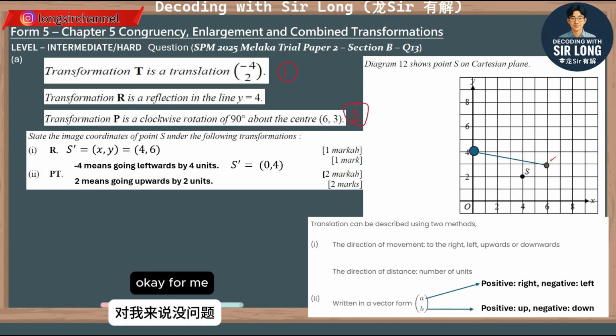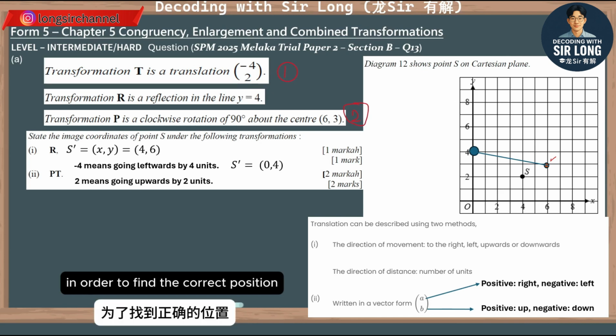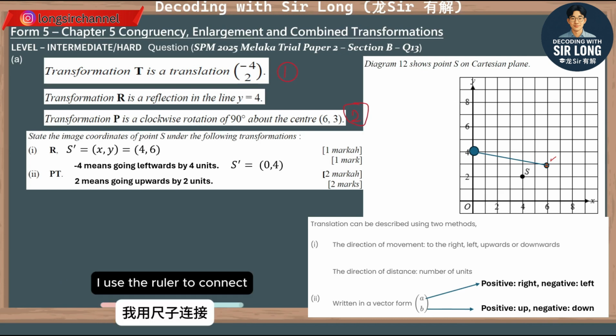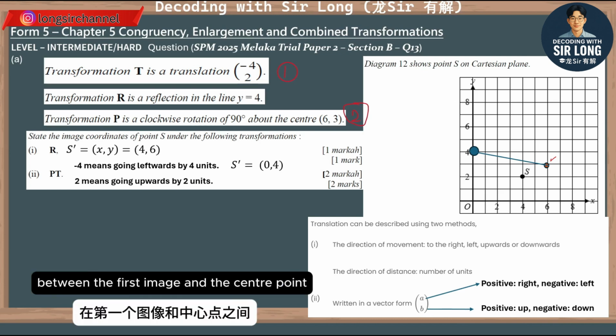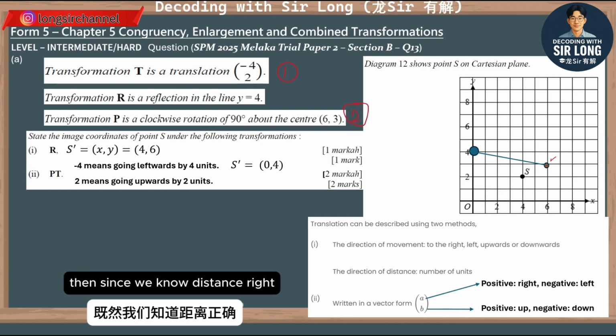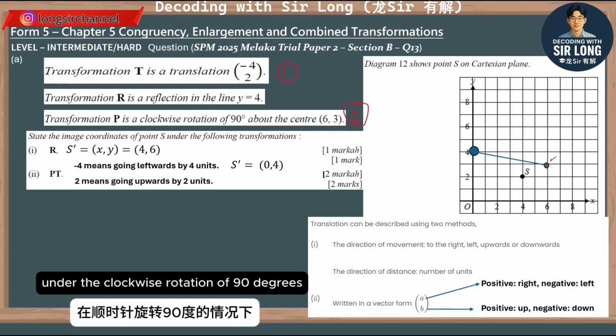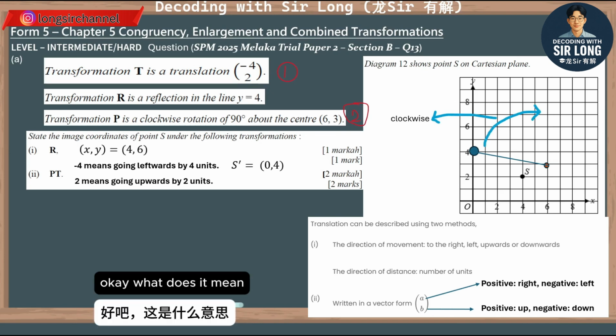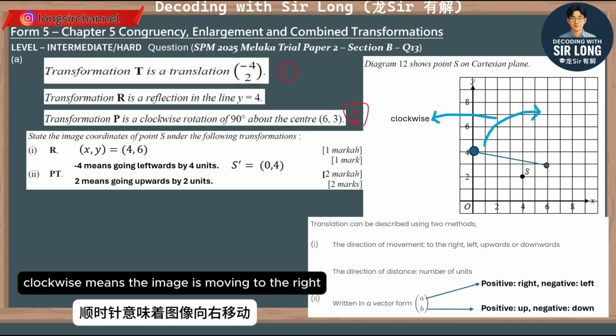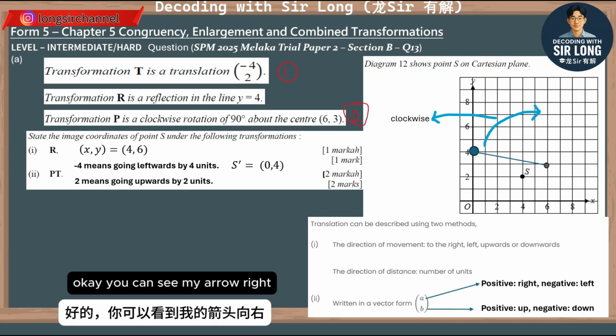Okay, for me, in order to find the correct position after the second transformation, I use the ruler to connect the first image and the center point. Then, since we know the distance, remember, we are going to move under the clockwise rotation of 90 degrees. Okay, what does it mean? Clockwise means the image is moving to the right. Okay, you can see my arrow, right?